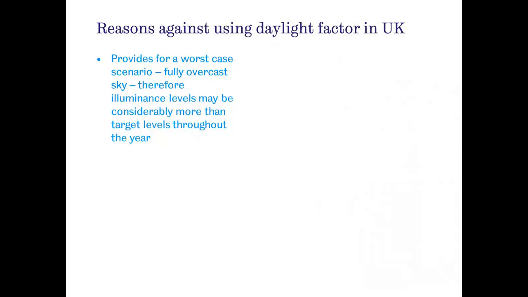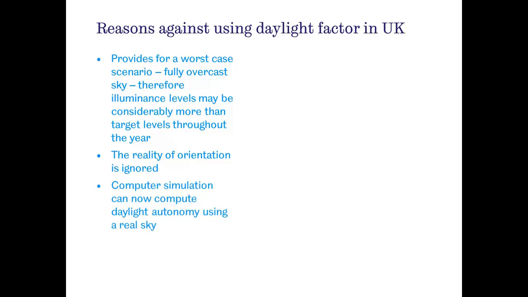Okay, reasons against using daylight factor in the UK. Now, you could argue that because it's providing for the worst case scenario, in actual fact the illuminance levels will be considerably higher in reality. You might design for a particular illuminance level, and a lot of the time the actual illuminance will be much higher than that. The reality of orientation is ignored, and this could be a problem because north, south, east, west will all be the same.